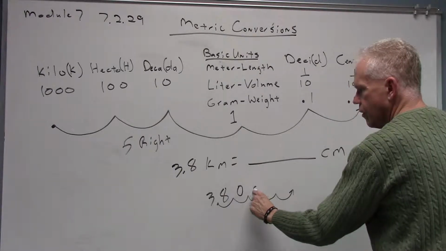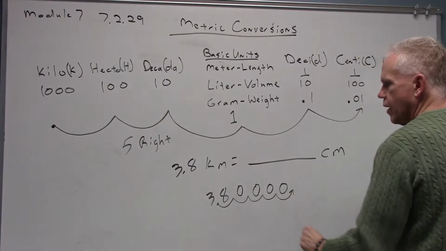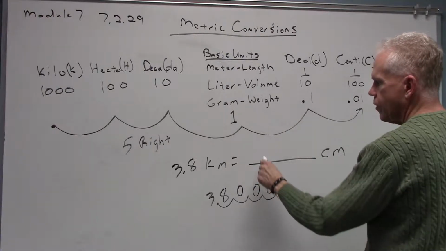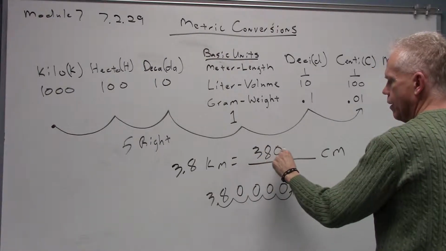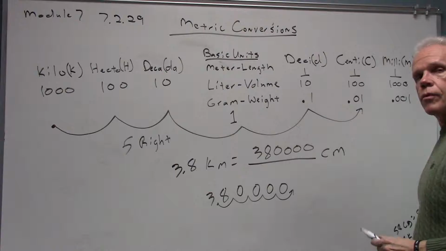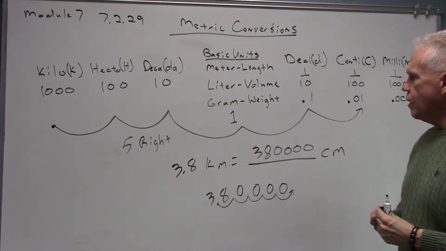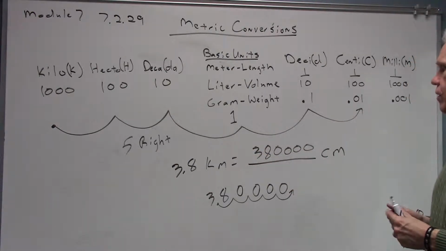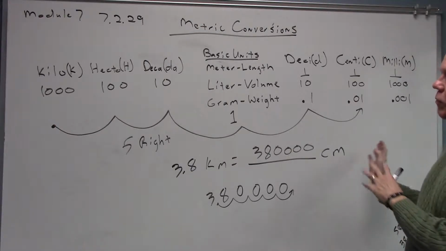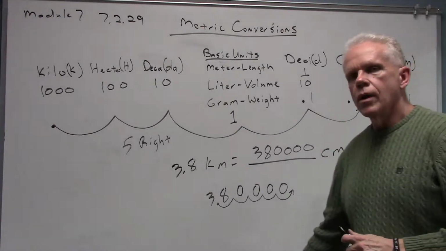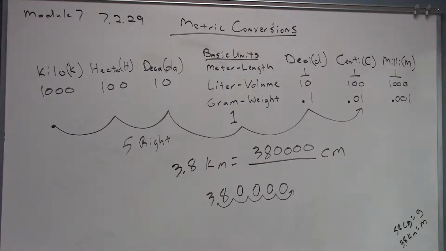In these little dips here, I need to fill in zeros. And so what I end up with is 380,000. So 3.8 kilometers is the same thing as 380,000 centimeters. So I hope you can see how we use the chart to make our conversions.